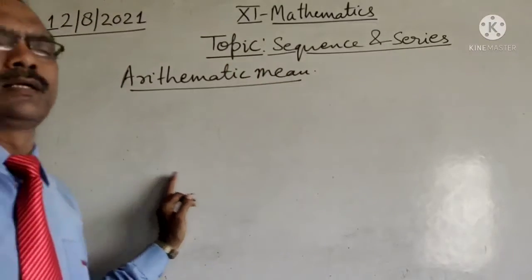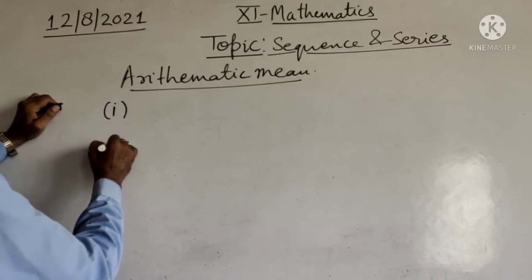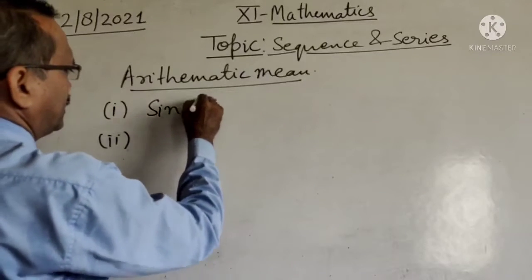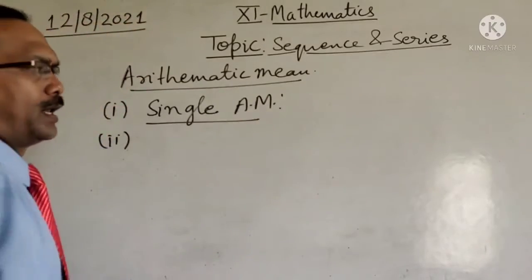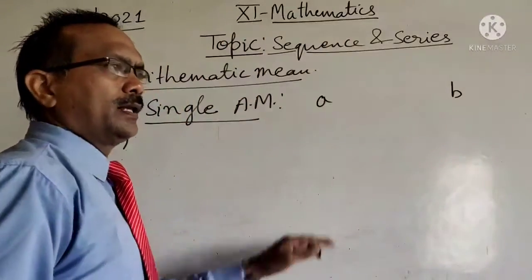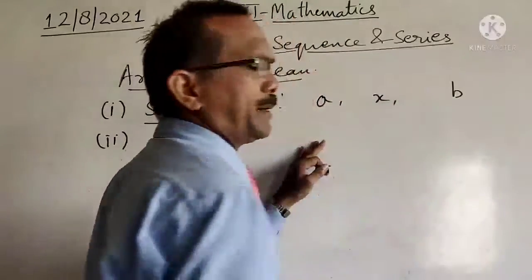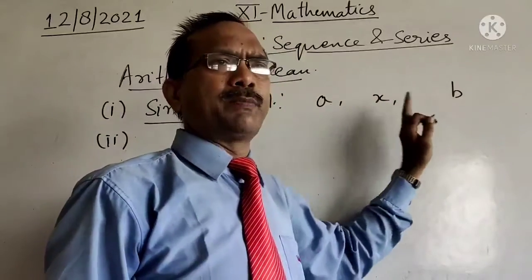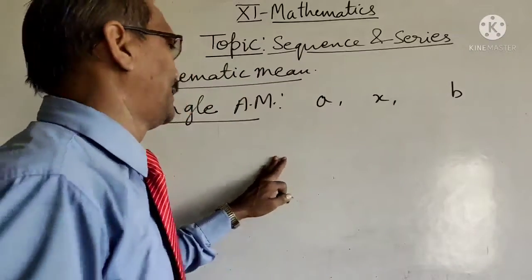Dear student, there are two parts of arithmetic mean. First is single arithmetic mean. Let there are two numbers A and B. Then there is a number X which lies between A and B. Then if A, X, B form an AP, then X is called arithmetic mean.